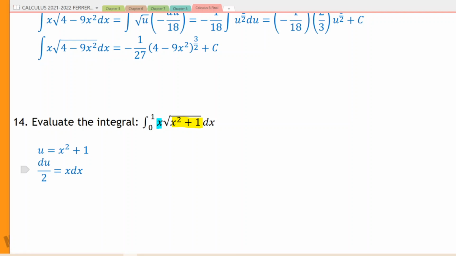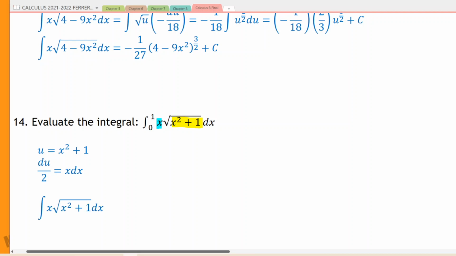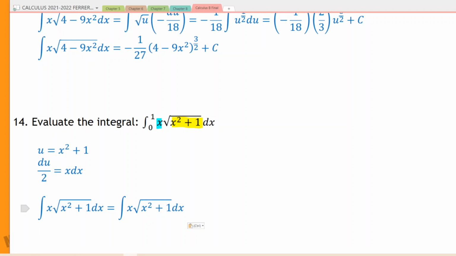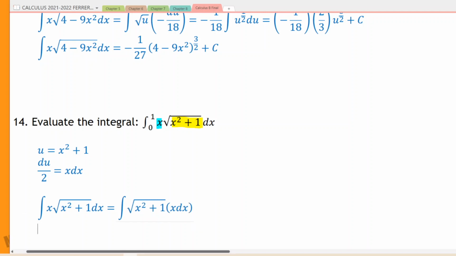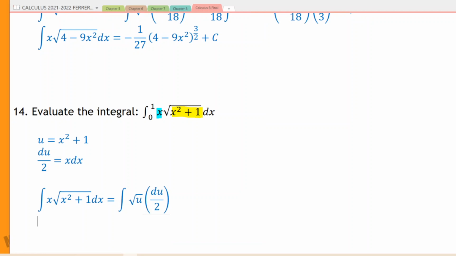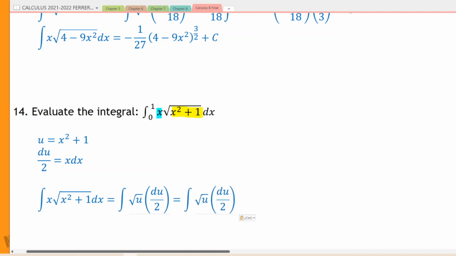Let's write down our integral again. Now we're going to rearrange things to get ready for our substitution. I'm going to get the x and the dx together to start off with. And then we'll substitute that x squared plus 1. And then we'll substitute that x dx. And then we'll simplify that du over 2 into 1/2 du. We'll move that 1/2 to the front of the integral.